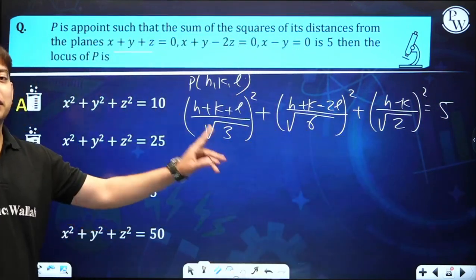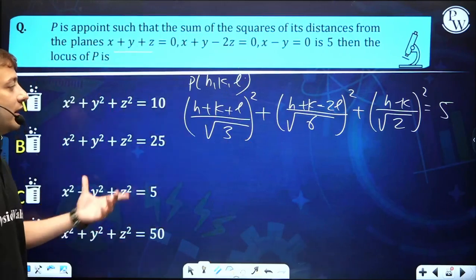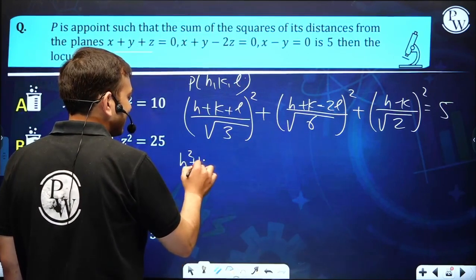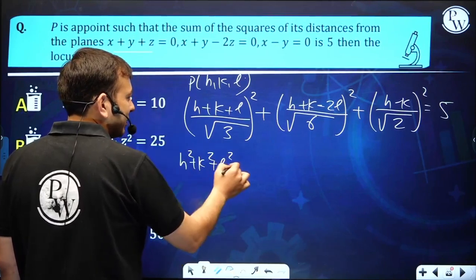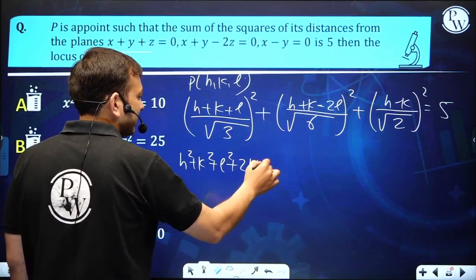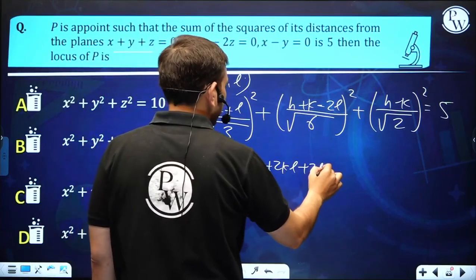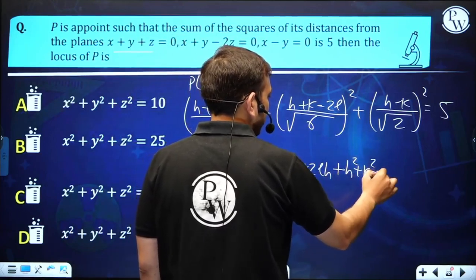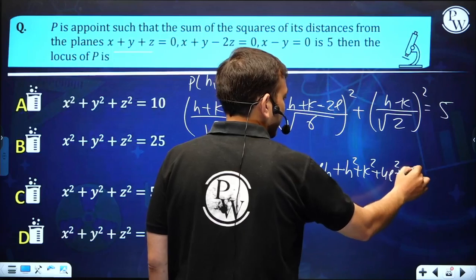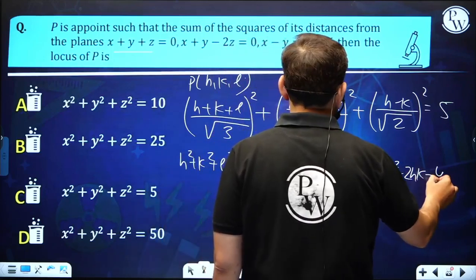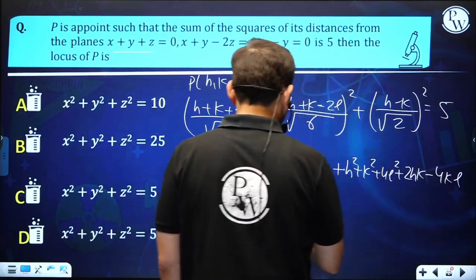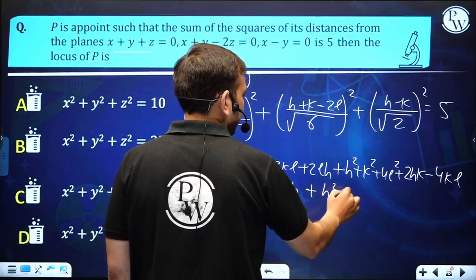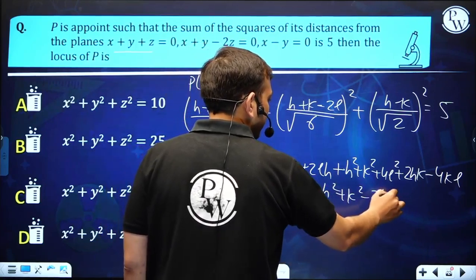So now you need to solve this, means all the squares and all, and you will definitely get the answer. Let's solve. h² + k² + l² + 2hk + 2kl + 2lh, plus in this case h² + k² + 4l² + 2hk − 2·2 kl, that is 4kl, minus 2·2 lh, that is 4lh, plus h² + k² − 2hk.